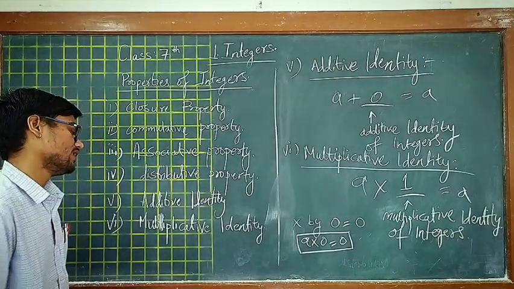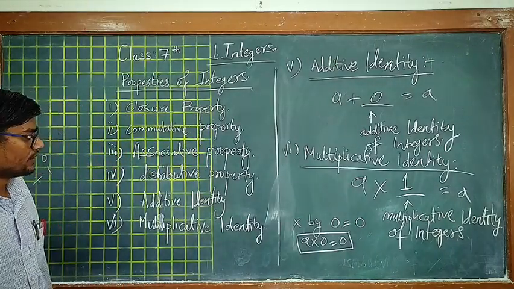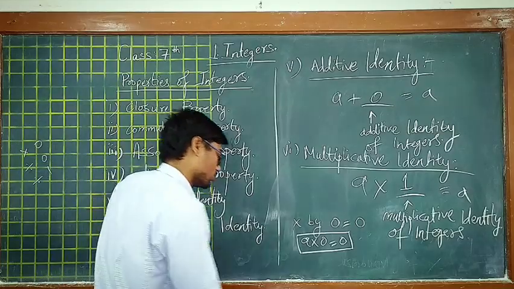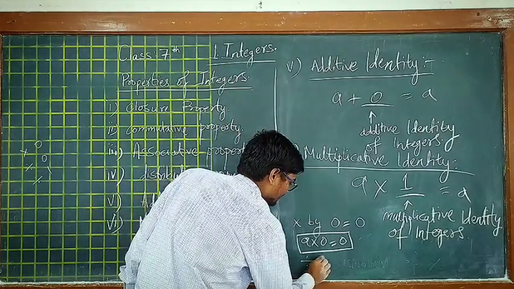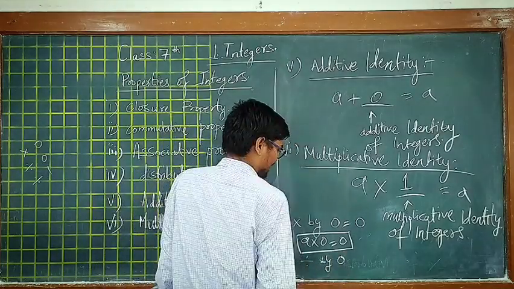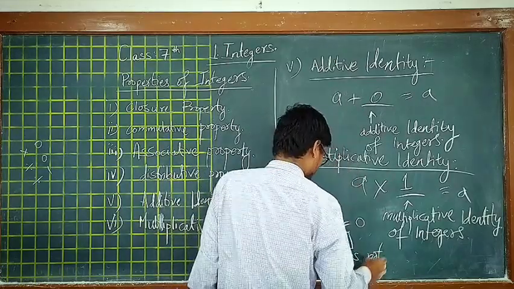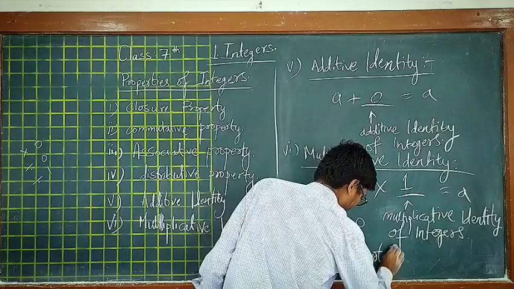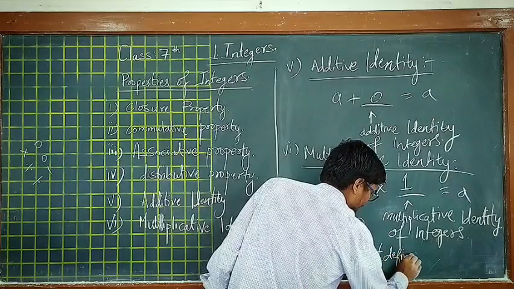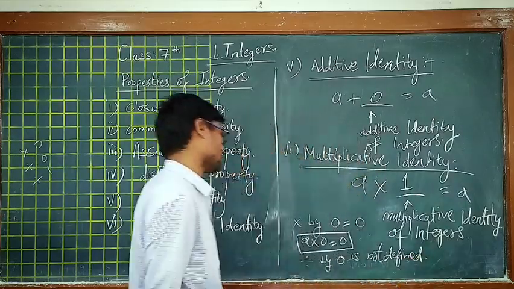Next is divisibility by 0. Dividing by 0 is not defined. Division by 0 is not defined.